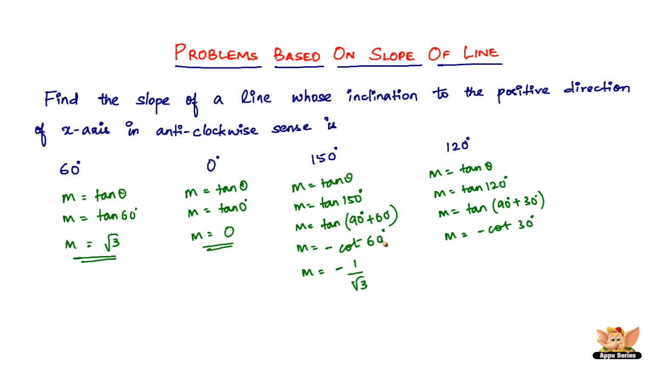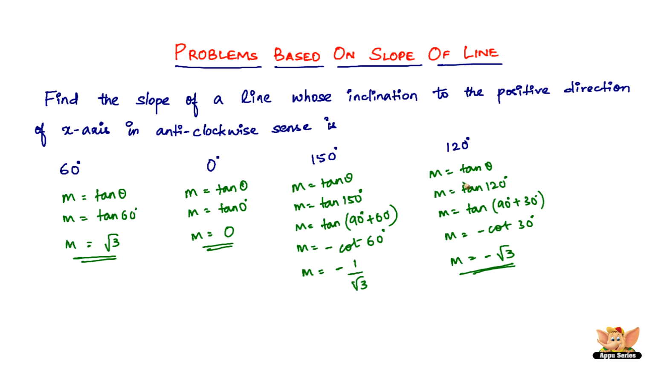It's just the angle changing, but the other concepts are the same. It is 90 degrees in the second quadrant and all those things. So m will be equal to minus cotangent of 30 degrees, which will be equal to negative root 3. So therefore, the slope of this line, whose inclination to the positive direction of x-axis in anticlockwise sense is 120 degrees, is minus root 3.